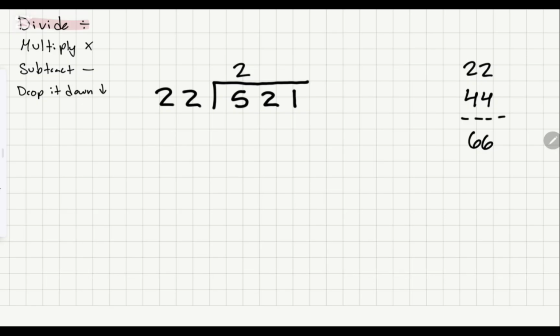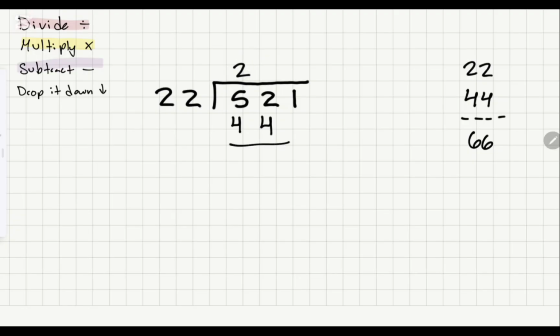All right, our next step is to multiply. And so I'm going to multiply 22 by 2. And I'm going to write that underneath of our 52, which is 44. Now I have to subtract. So I am going to subtract 44 from 52.